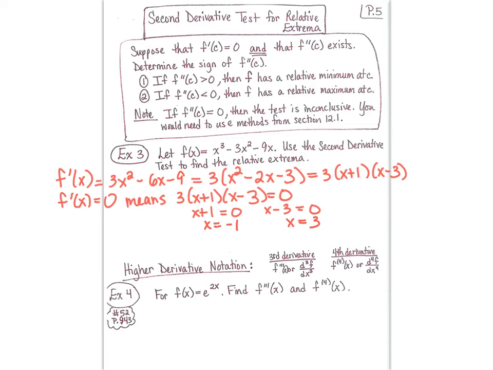So, x equals negative 1 and x equals 3 are c values. So all we've done so far is that. But the test says we need to check to make sure f double prime of c exists. So that means we now need to find the second derivative. So let's find the second derivative.